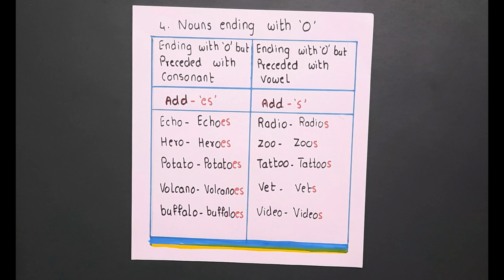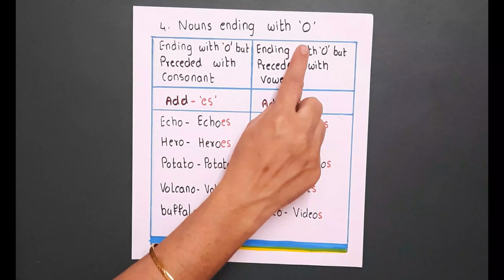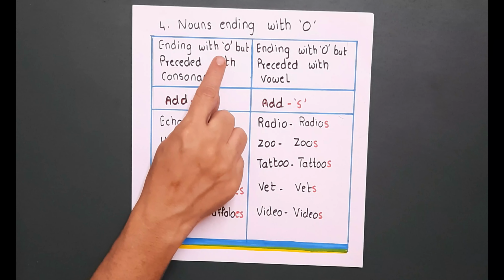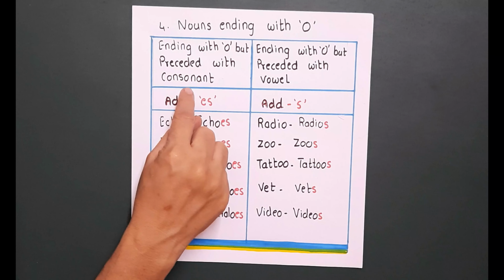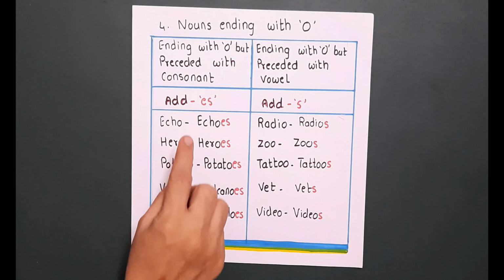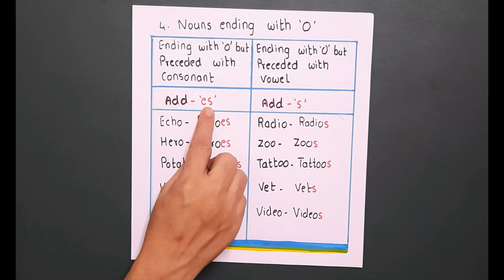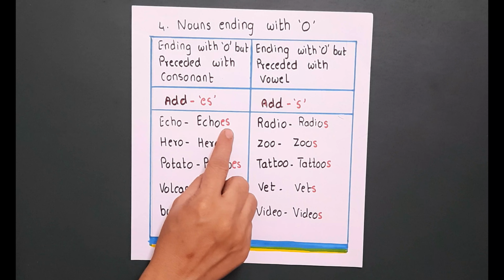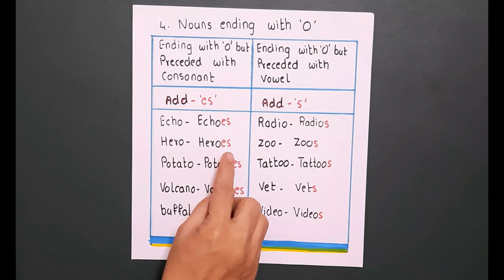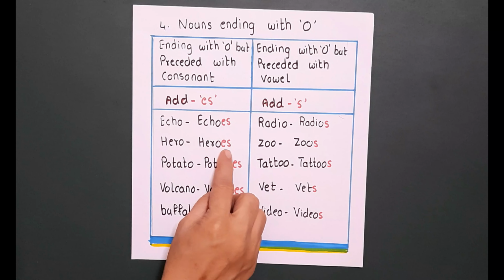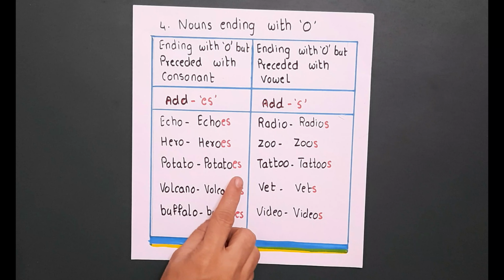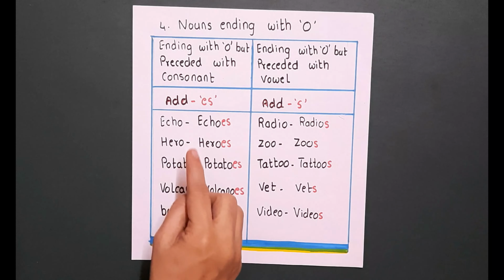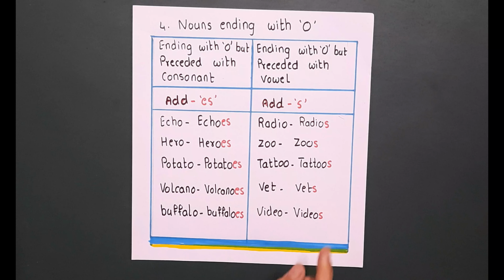Now we will see the rules for the nouns ending with o. For the nouns which end with o but are preceded by a consonant, in that case we have to add es. Like echo, we have to add es, it becomes echoes. Hero, we have to add es, it becomes heroes. Plural of potato is potatoes. Volcano is volcanoes, and so on.